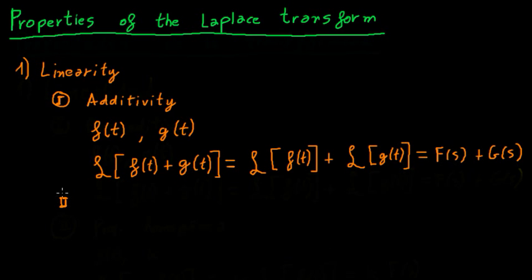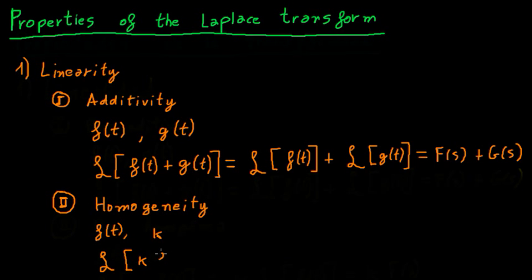The second condition contained in the linearity property is called homogeneity, also called the scaling property, and it says that if we have the function f of t and also a constant k, the Laplace transform of k times f of t, the multiplication of the constant by the function, is equal to the constant times the Laplace transform of the function f of t, or in other words, k times capital F of s.